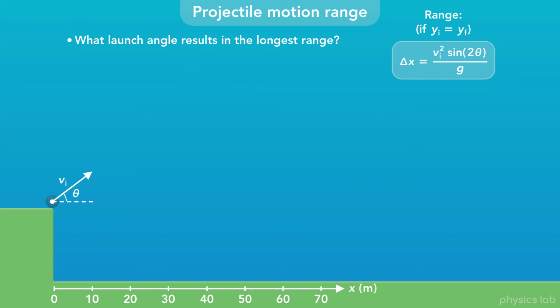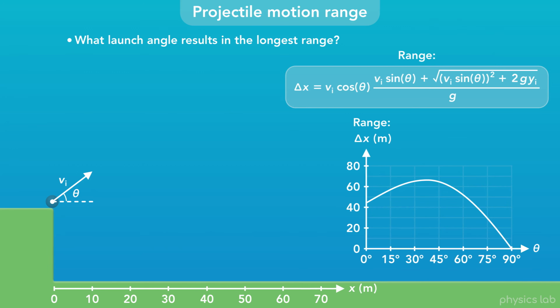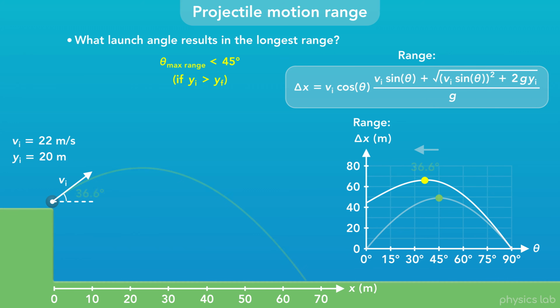But what if the object is launched from an initial height? Then the initial and final heights are not the same, so we use the general range equation, and the graph looks different. It's no longer a regular sine curve. More importantly, if the initial height is greater, the maximum value shifts to the left. If we keep the initial velocity of 22 meters per second, but the object starts at a height of 20 meters, the angle that gives us the maximum range is 36.6 degrees, which is less than 45.